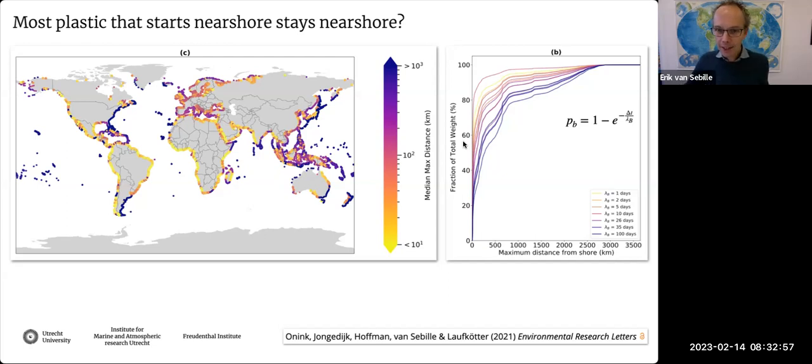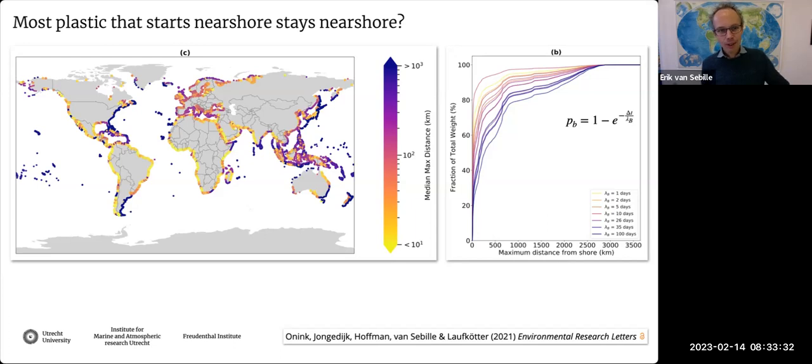So most plastic really is very local, very near to shore. And that's interesting, because now there's a whole line of evidence about how to deal with the plastic. In the more than 10 years that I've been working on plastic transport in the ocean, you don't want to know how often I've been asked, so what should we do about the plastic? And I always said, well, I'm an oceanographer, I don't know.